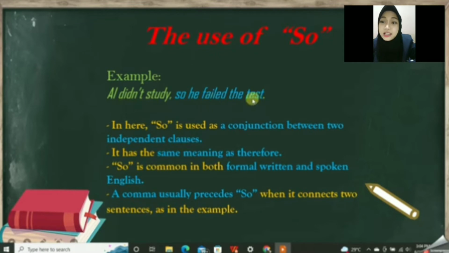Al didn't study and he failed the test. It basically has just the same meaning as therefore. But so is more common in spoken English. And then the last thing is, you have to notice that a comma usually precedes so when it connects two sentences. Jadi, harus selalu ada koma sebelum kita menaruh kata so ketika dia mengconnect two sentences.